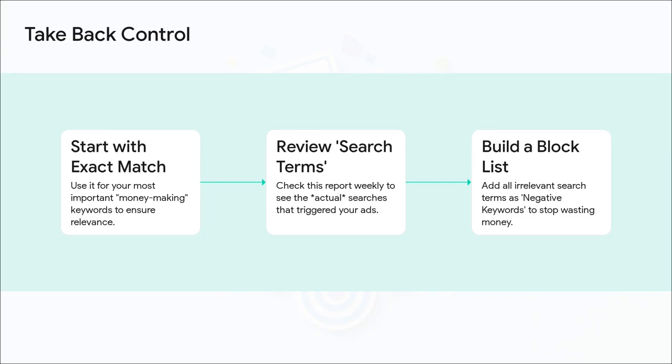2, you need to become a detective. You have to get obsessed with your search terms report. Check it at least once a week to see the actual searches people typed to trigger your ads. You will be shocked by what you find in there. And 3, use that report to build your block list. Any search that is irrelevant, you add it as a negative keyword. That permanently stops you from wasting money on it ever again.